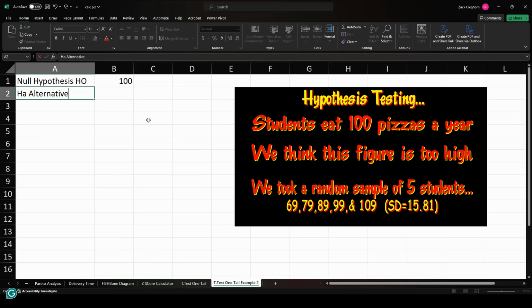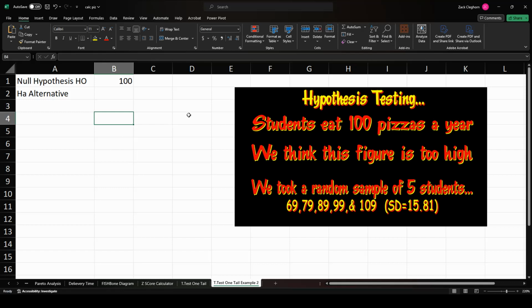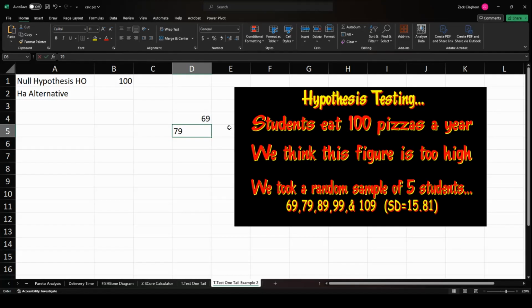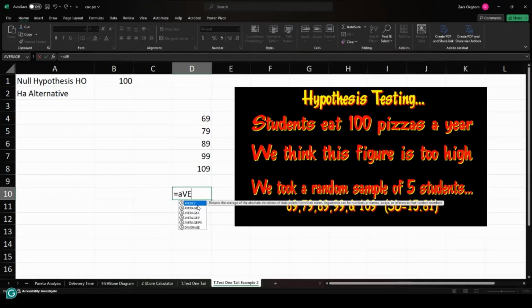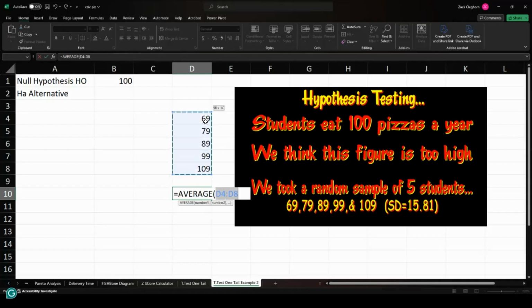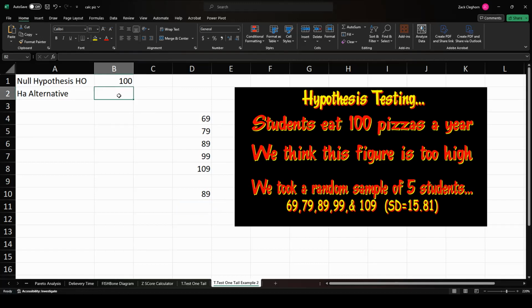Remember, that's going to be the average of the data that I have. So what's the average of that data? Well, we can calculate it real fast in Excel. 69, 79, 89, 99, 109. And you guys can put it in the chat. We get a value of 89. Well, that 89 is our alternative hypothesis, right?